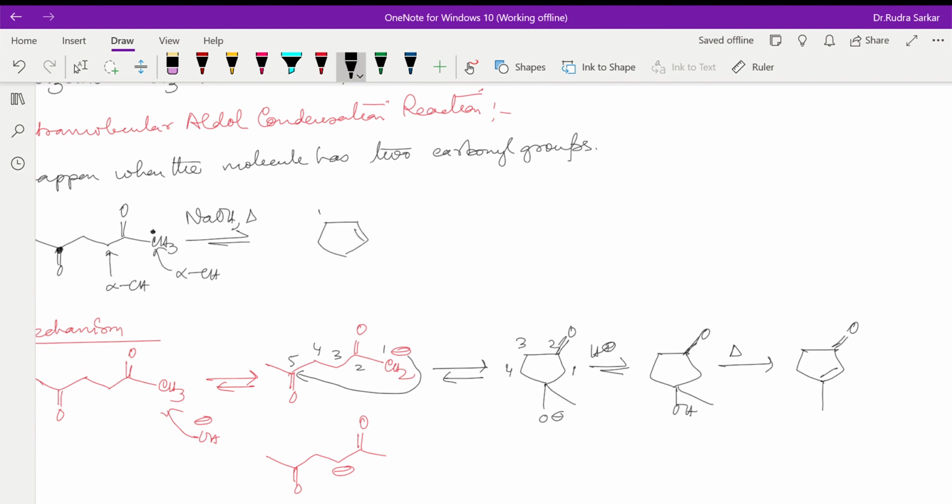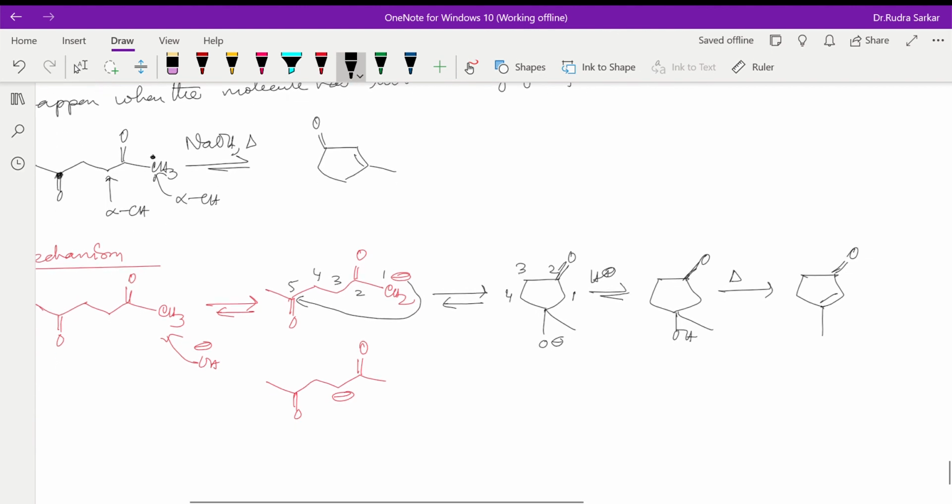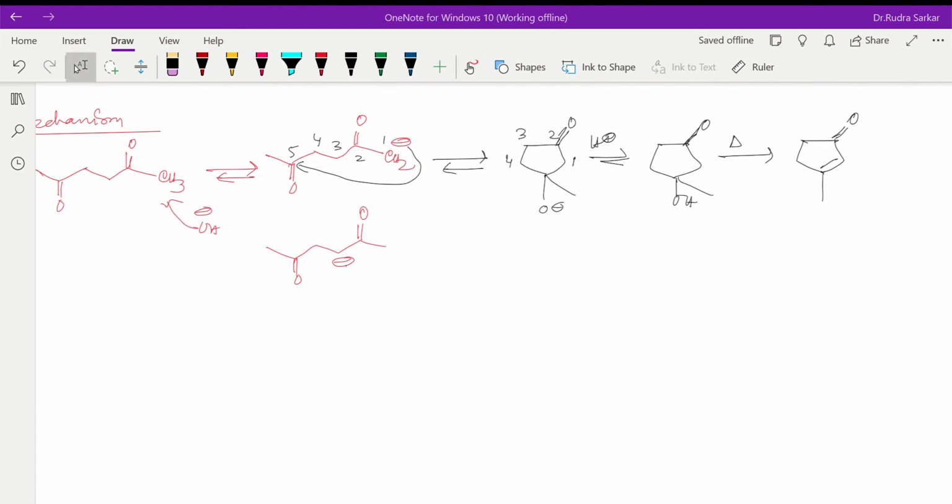Now the other possibility being attack from here to here. Now if you do it, you see you are generating, this is 1, 2, 3, right? So now you're generating a 3-membered ring, and a 3-membered ring will be highly strained. Okay, a 3-membered ring will be highly strained. All right, this is highly strained.